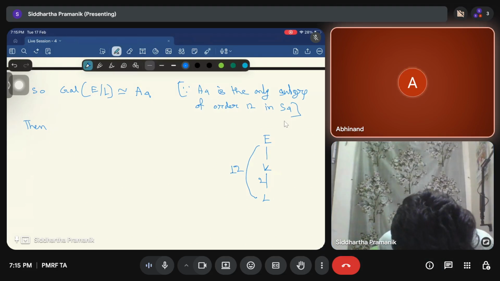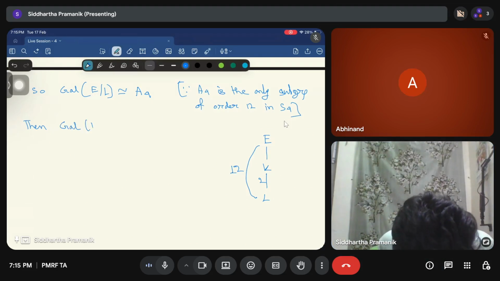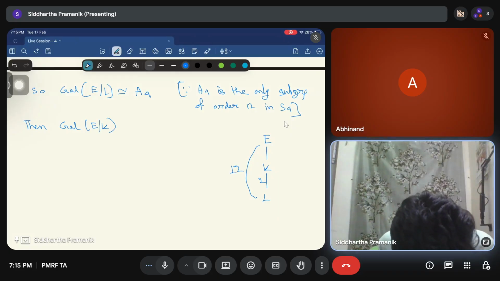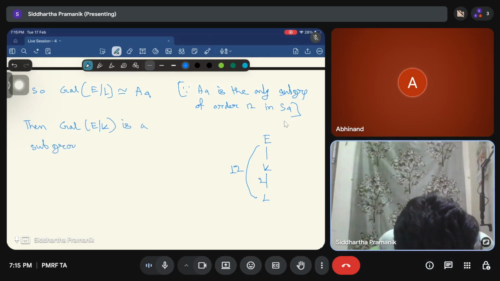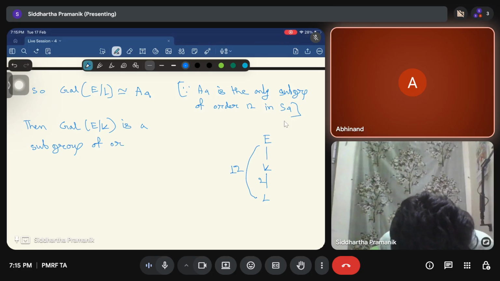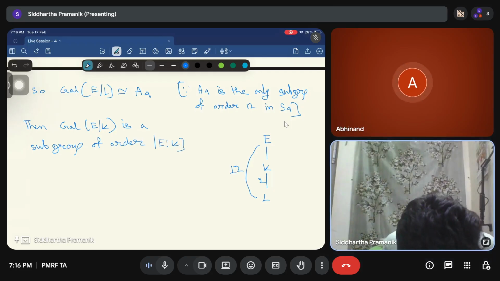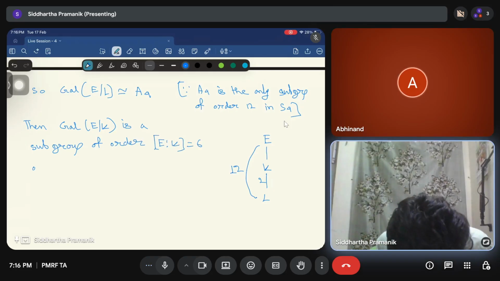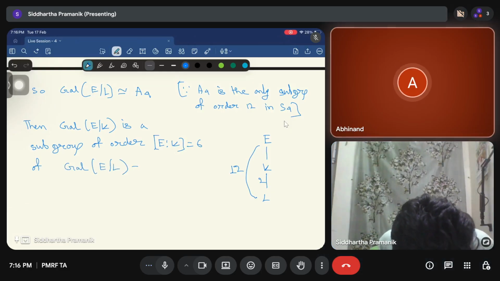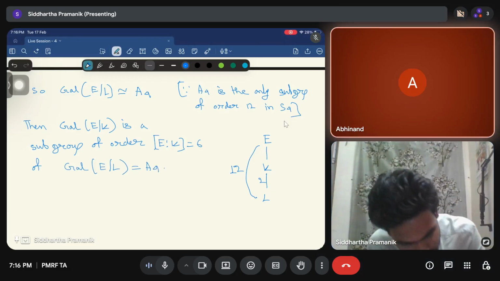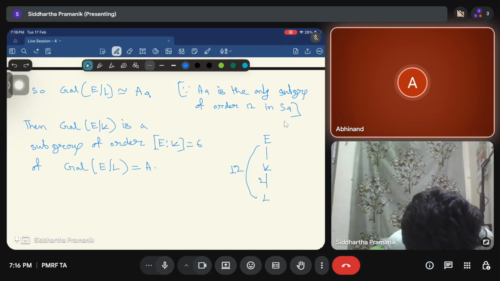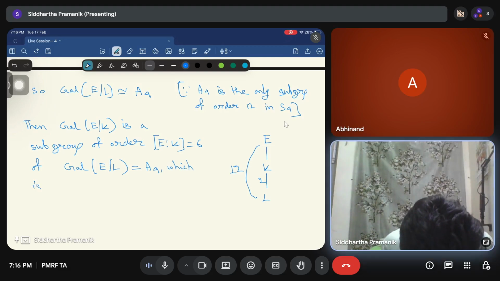So the Galois group of E over K is a subgroup of order 6 of the Galois group of E over L, which is A4. But this is not possible, which is a contradiction.